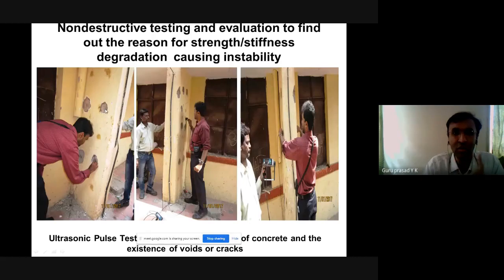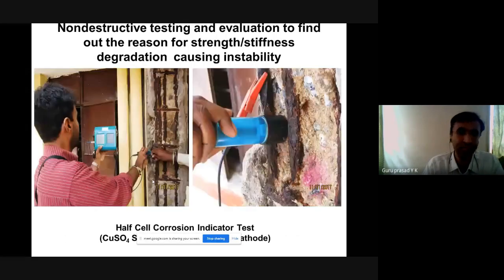If you leave the mortar on and perform the test, it is not going to give you the correct results. Let me tell you, if the mortar has separated from the concrete, your pulse velocity value will come down, meaning your transit time will go up. So that is not the correct method. You have to chip off the mortar and expose the concrete.